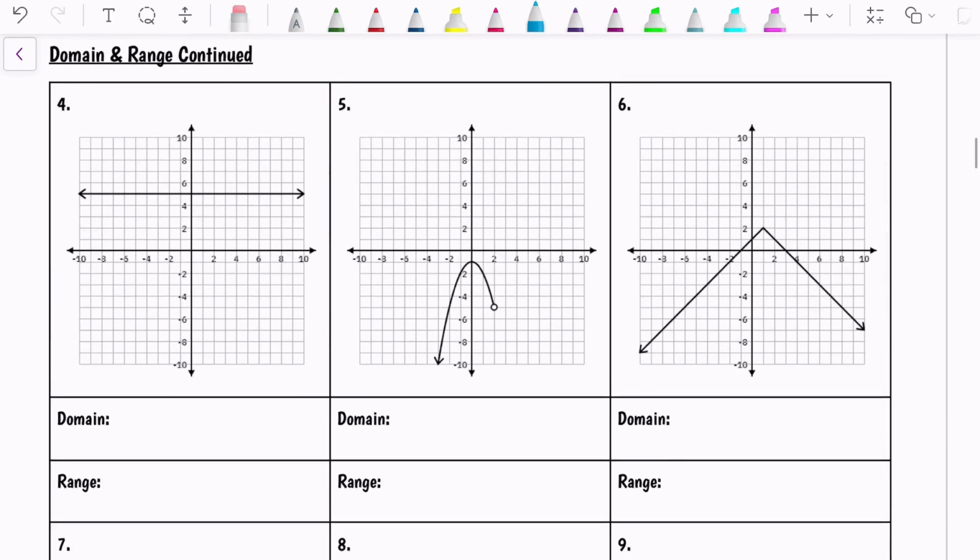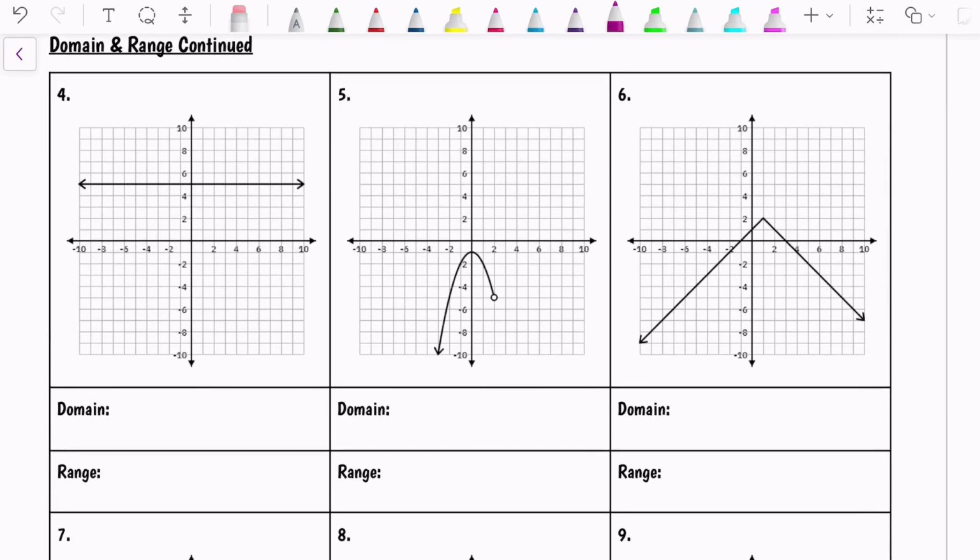All right, number 4 is a unique scenario. Remember to pause at any time. I'm going to work through these quickly just so this video is not super long. But number 4, the arrows are pointing left and right, so that's going to be -infinity to +infinity.